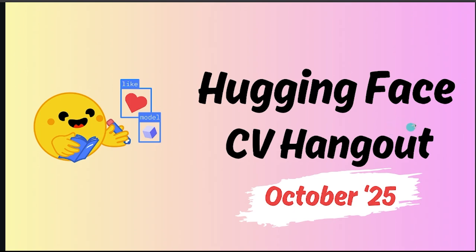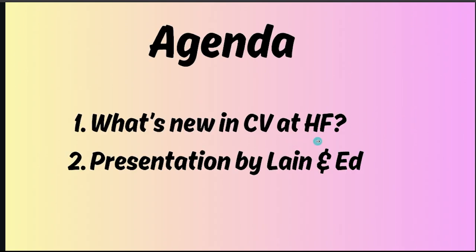What we usually do here in the Hangouts, I think Lane already said it just now, is first we talk, okay, what's new in computer vision at Hugging Face? And it's been a long time since the last Hangout, so there's a lot that happened, and I tried to put together the most interesting things, I would say, in this presentation. There's probably a lot of stuff still missing, so it's not completely comprehensive, but I guess it's interesting enough.